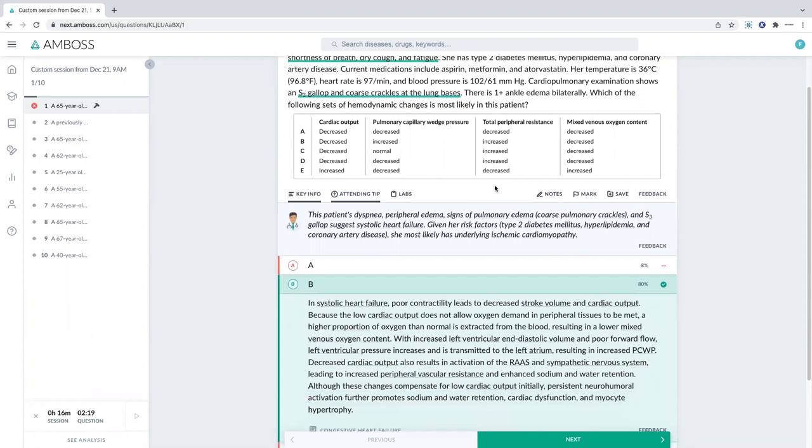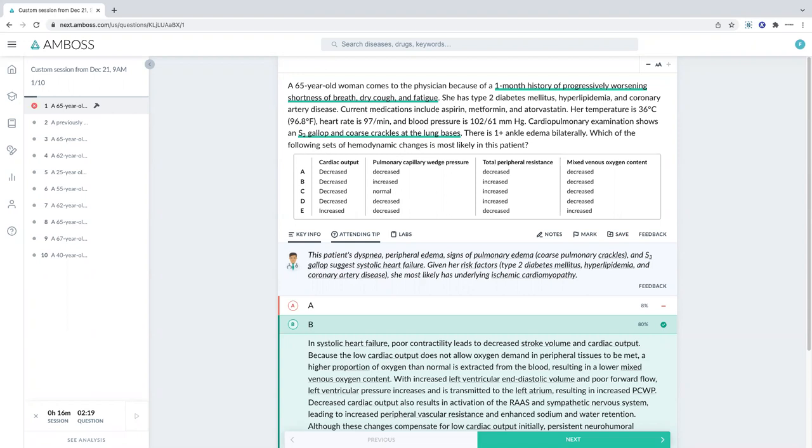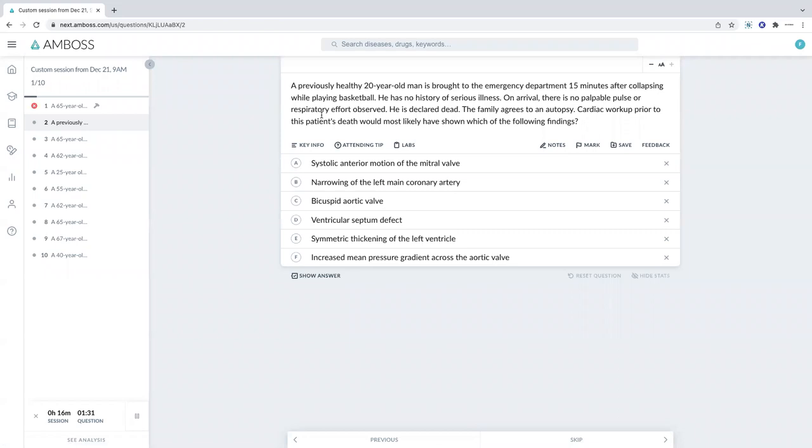Did we understand this question? Yes or no? Everyone, do you understand this question? No. Which one did you guys choose for this answer? Cardiac workup prior to the patient's death would most likely show which of the following findings. Which one did you guys choose?